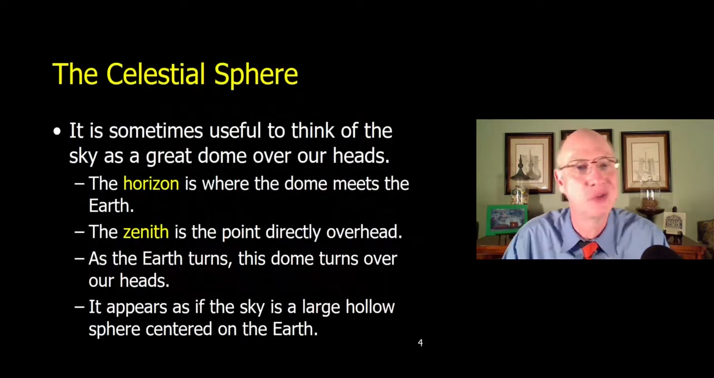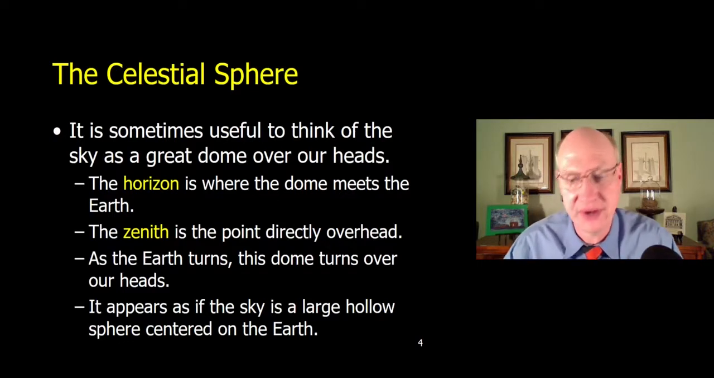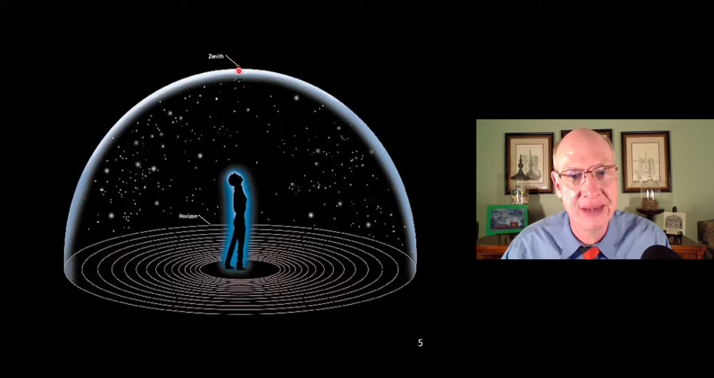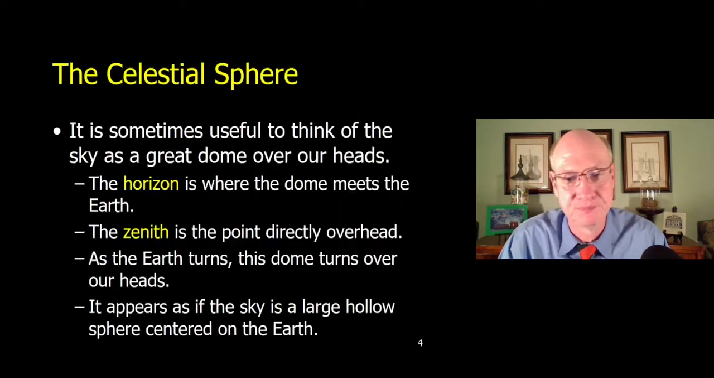And so let's talk about two important places on this dome. The first one is the zenith. The zenith is the point directly over your head. Okay, so the zenith is the point straight overhead. The nadir is the point straight below your feet, N-A-D-I-R. If you're into crossword puzzles and you need to know, the point below your feet is the nadir, and the zenith is the point straight overhead.